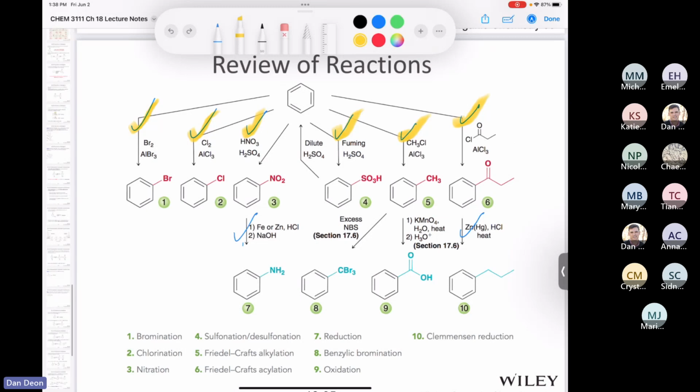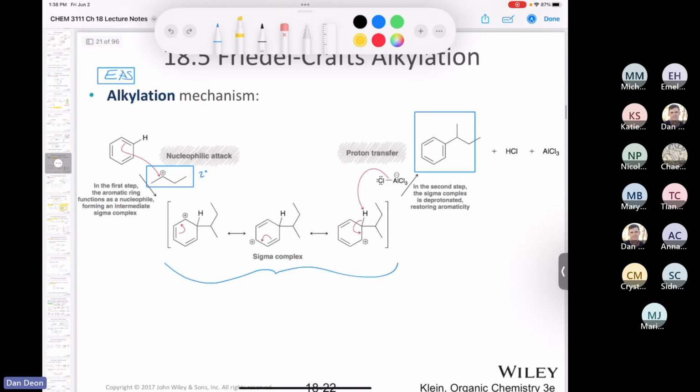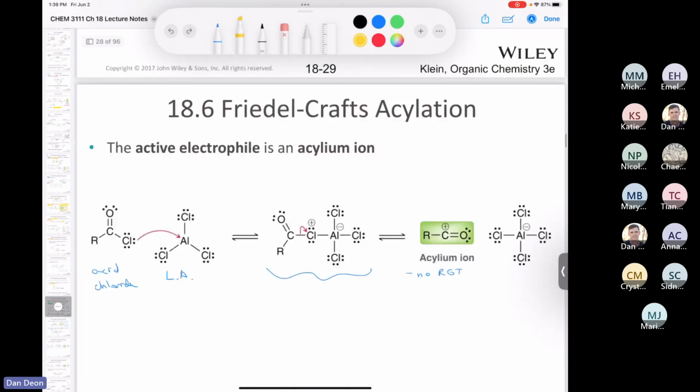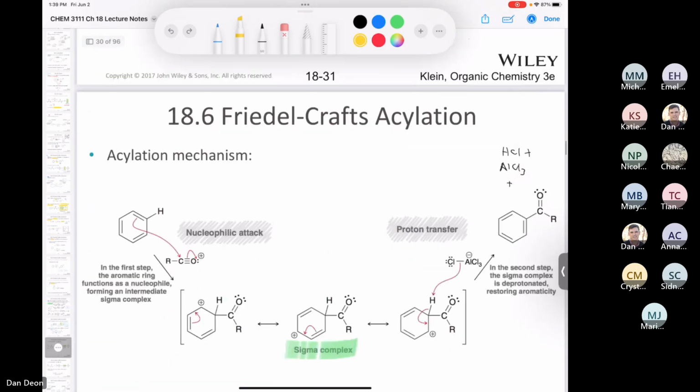We also need to ask ourselves the question, how is electrophilic aromatic substitution going to proceed if I have some kind of group on my aromatic ring already, right? What are we going to do then? And that's going to be the focus of the next section.